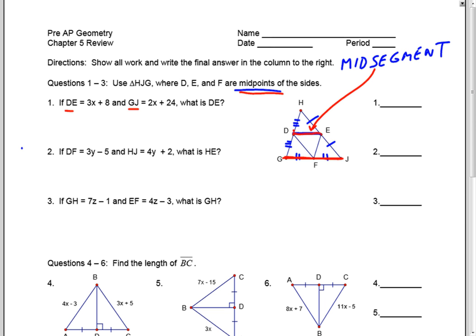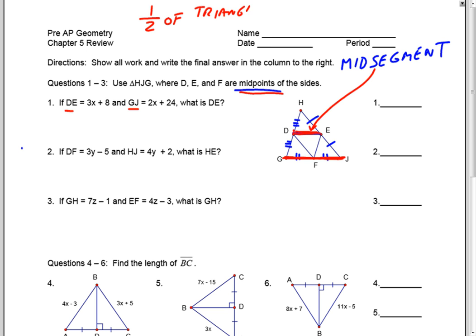If you've done the reading, you've come across the definition of mid-segment, which involves midpoints, but it also involves a relationship between this side. Anybody remember what the relationship was? There were two parts to mid-segment. The mid-segment was half of the length.